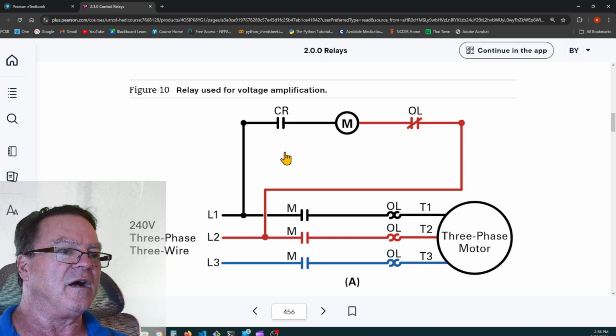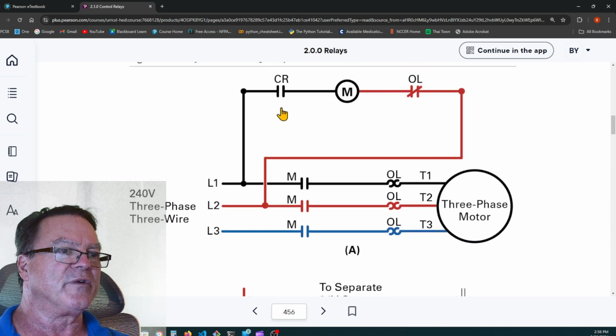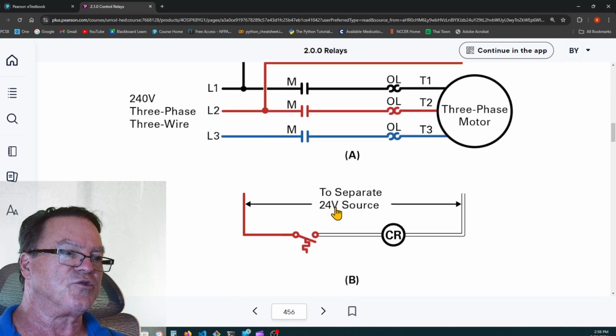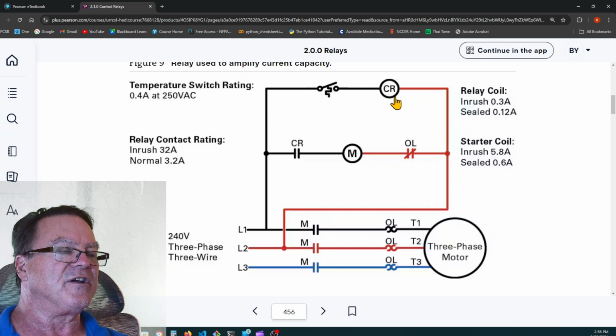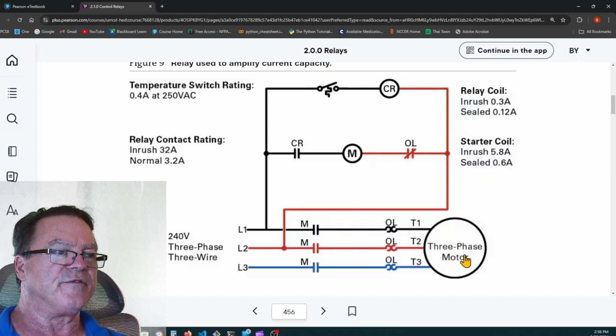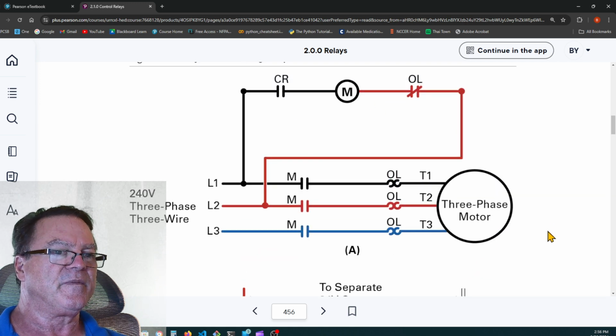So here they're using a separate circuit. It's a 24-volt source to control this control relay, and then the control relay is going to turn the motor starter on and start the motor. So this is a 240-volt three-phase, three-wire motor, and they're using 24 volts to control this motor rather than using 240 volts through the control relay. Instead of having a 240-volt control relay using the power from the motor, you can use a 24-volt control relay.